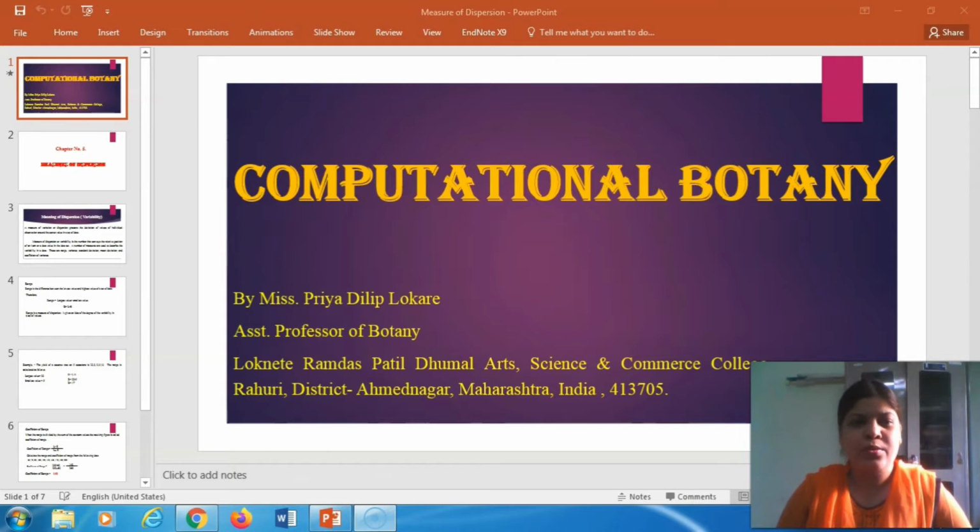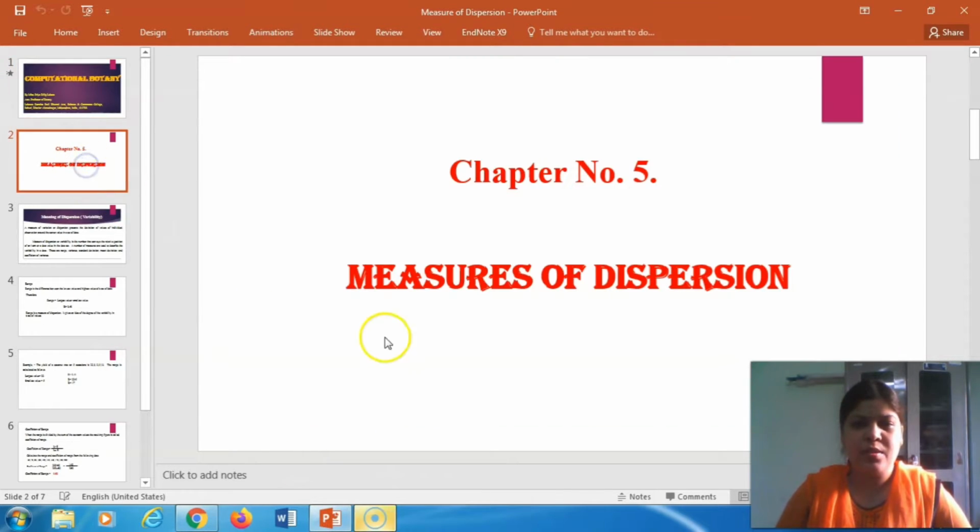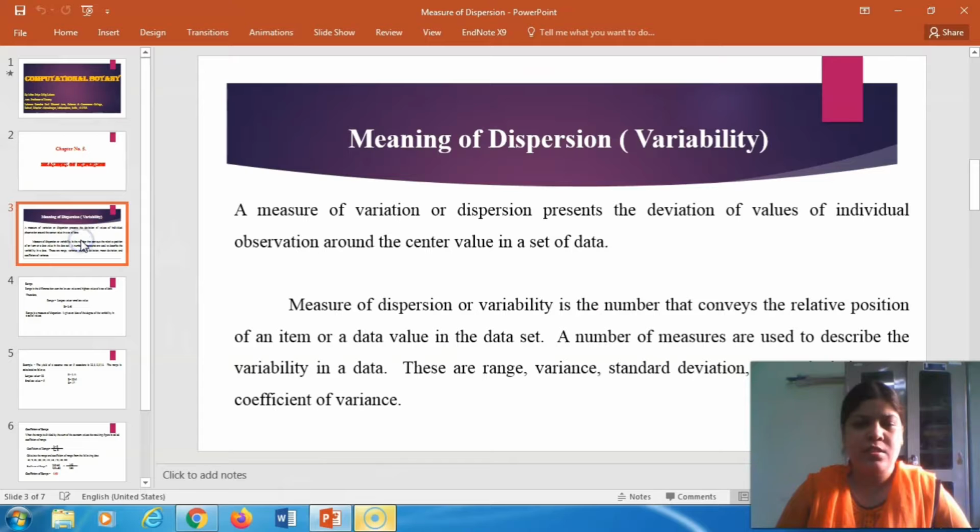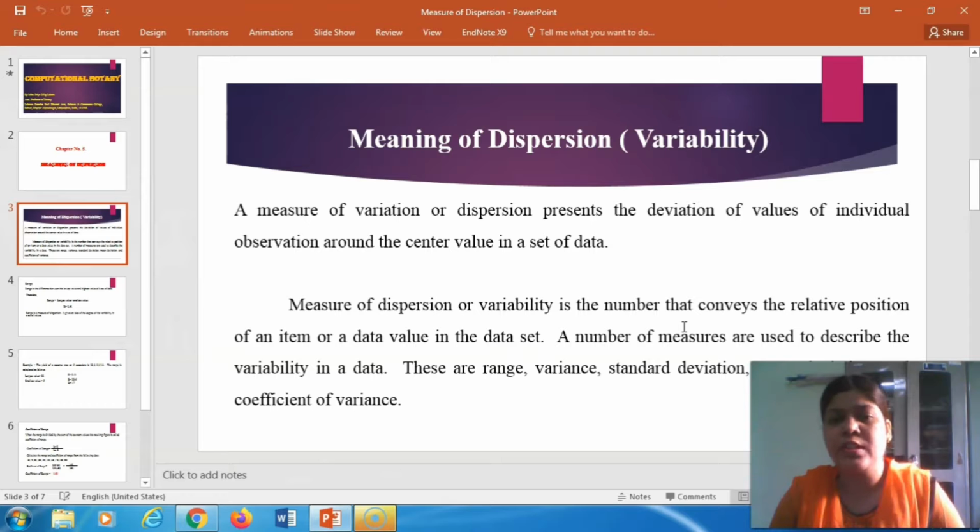Hello everybody. Today let us see chapter number 5, measures of dispersion. In this, what is meant by dispersion? Dispersion simply means variability. Suppose there are two variables in a set of observations, and in a graphical representation, the dispersion or the readings of both variables is called dispersion. And let us see the measures one by one.